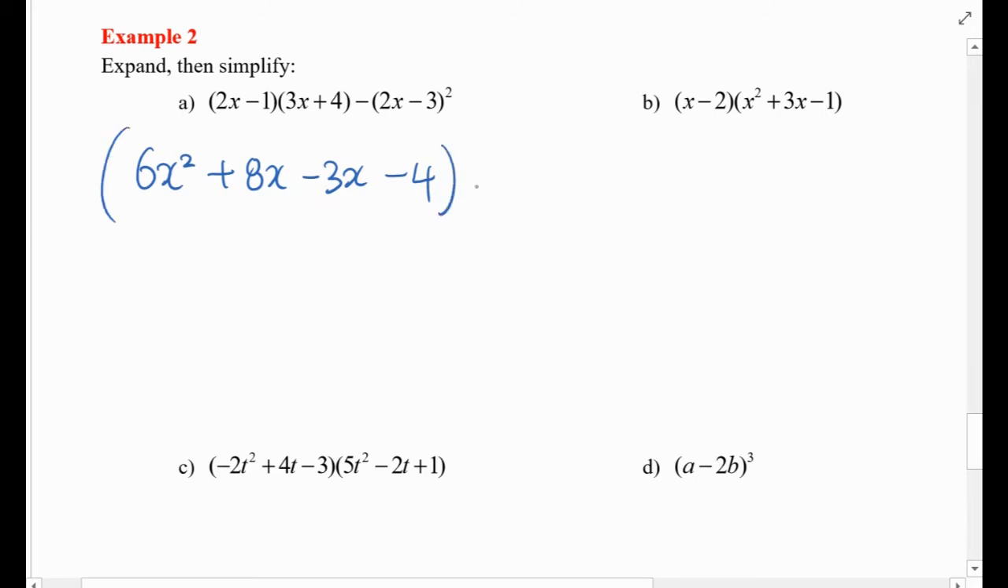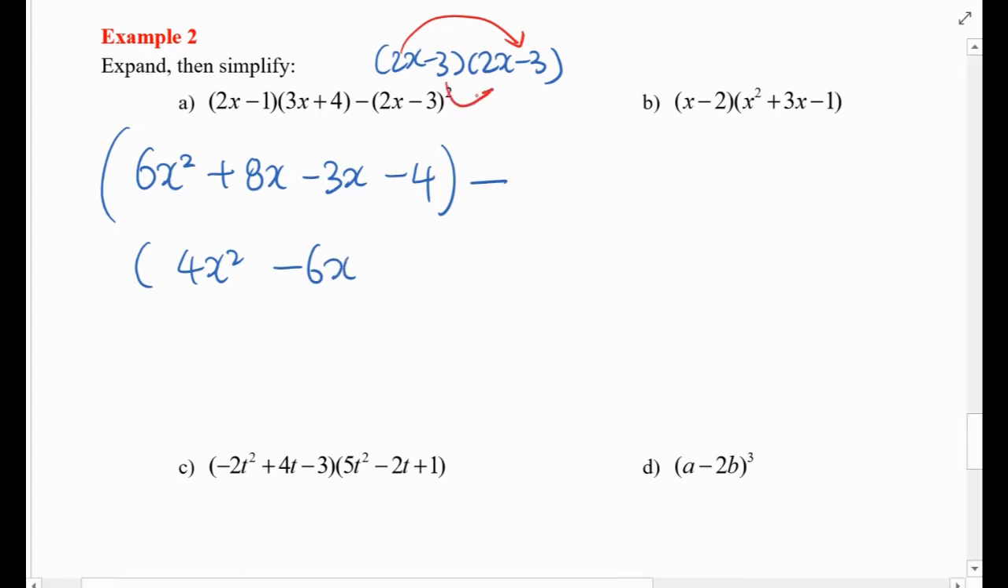And put bracket around it. And we're going to FOIL this too. So write it out. 2x times 2x, 4x squared. And next, 2x times negative 3 is negative 6x. Negative 3 times 2x is negative 6x again. Negative 3 times negative 3 is positive 9.